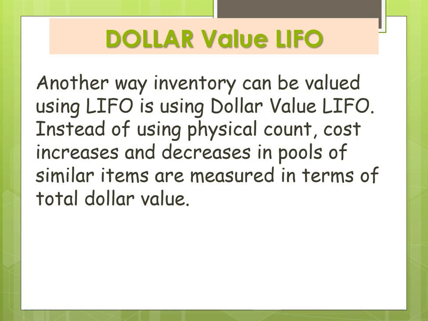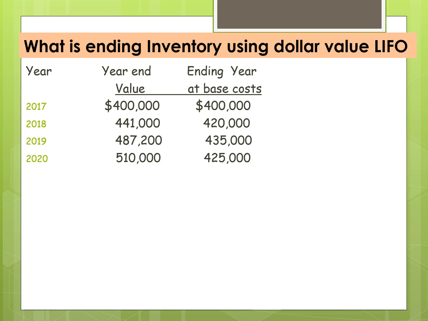Now, dollar value LIFO. What we're doing here is using indexing. So what I'm going to do is show you how I do it, and then we're going to take the same information and put it in the same format that your homework is in. In our example, I don't have the indexes, and sometimes you get the indexes. In this case, this is what the value was at year end. 2017 is called the base year, so it's always 1.